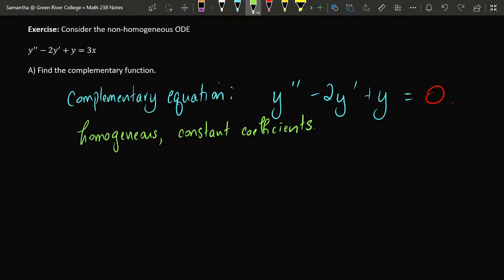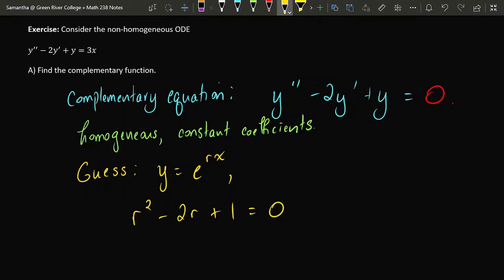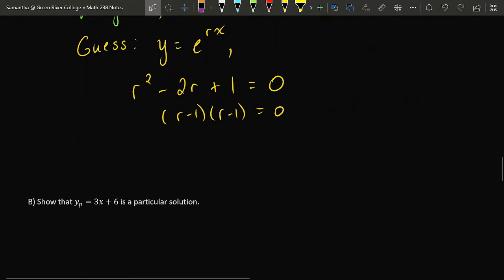In the case of a homogeneous ODE with constant coefficients, our technique was to guess a solution of the form y equals e to the rx. Now with that guess, y double prime gets replaced with r squared, y prime gets replaced with r, and y gets replaced with 1. So this becomes r minus 1 squared equals 0, and r equals positive 1 is a solution of multiplicity 2.